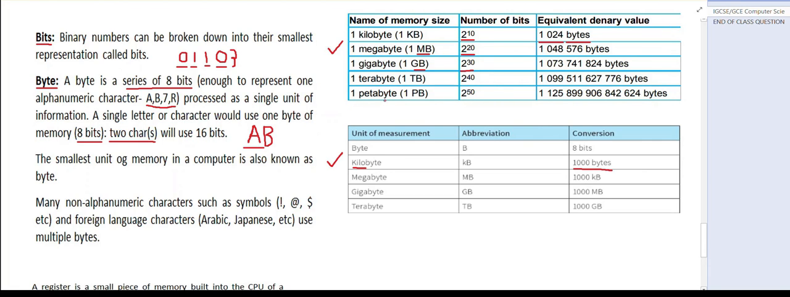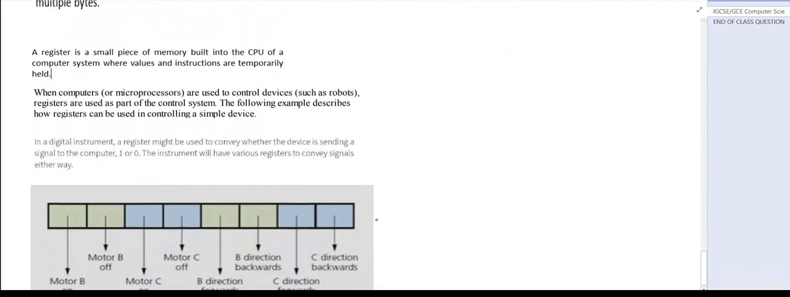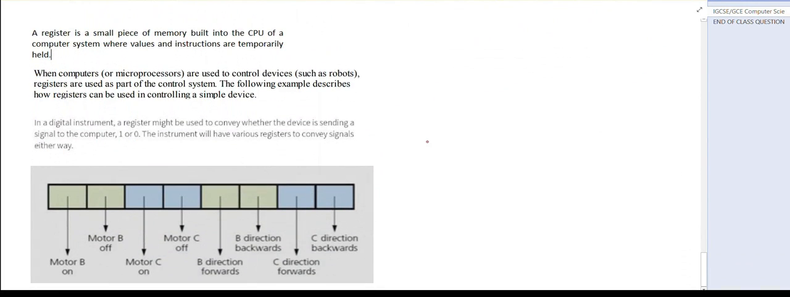If there is a question in exam which is smaller, kilobyte or gigabyte, right? So you must answer kilobyte because it has less number of bits or less number of bytes, right? You must memorize it. Now the last thing is computer register.